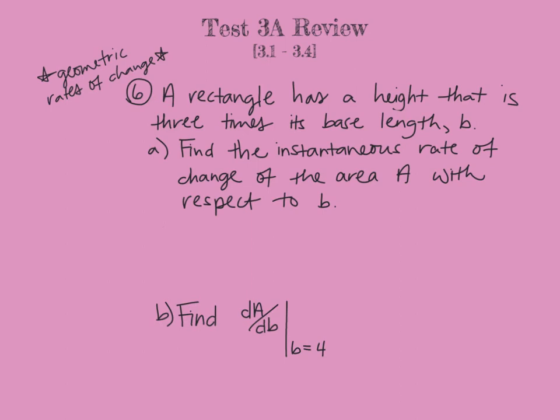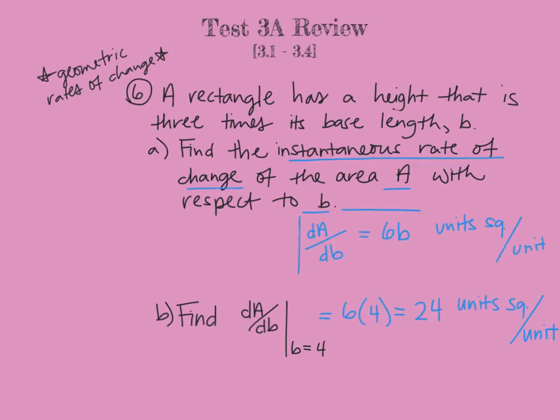Then we need to find the instantaneous rate of change of the area with respect to b. Before we can find the instantaneous rate of change of the area, we need to just find the area. So the area of a rectangle is base times height, which in this case is b times 3b. So area is 3b squared of this particular rectangle here.